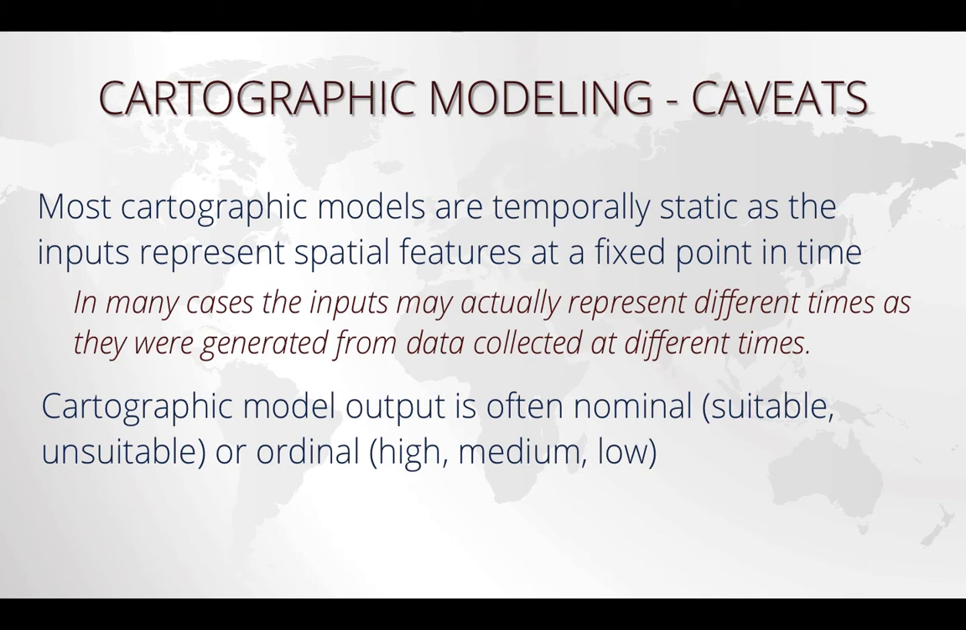The other thing you should be aware of is that cartographic model output is often nominal or ordinal from a geographic measurement scale point of view. So it could be nominal, either suitable or unsuitable, or it could be ordinal, high, medium, or low. It's not necessarily a number that means something in and of itself, like an air temperature. It's typically a nominal or ordinal geographic measurement scale.